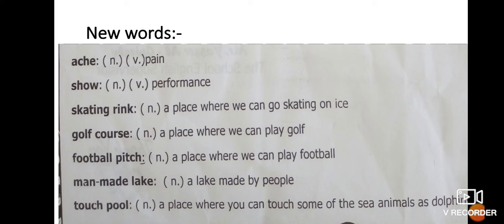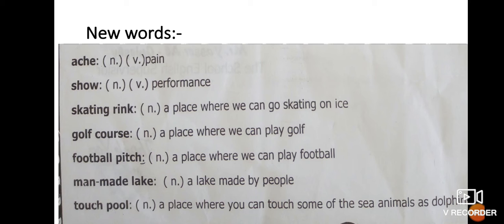Show means performance. When I say dolphin show, skating rink. A skating rink is a place where we can go skating on ice. So we say skating rink.